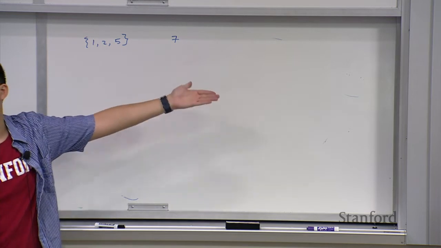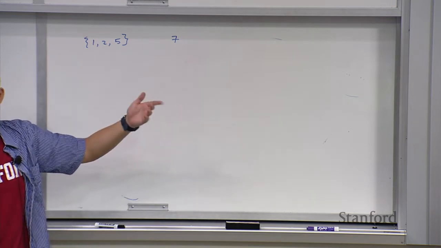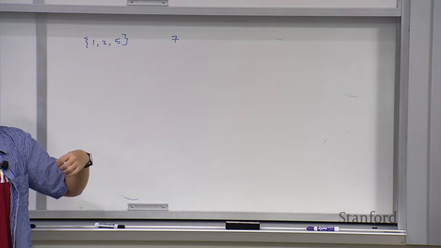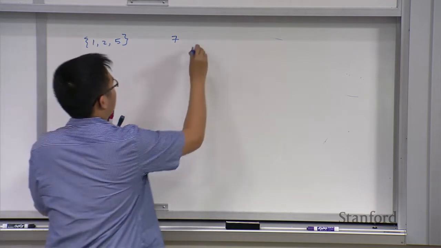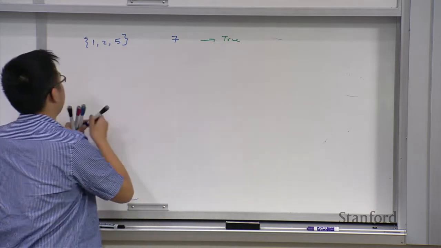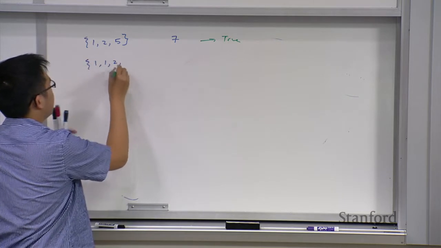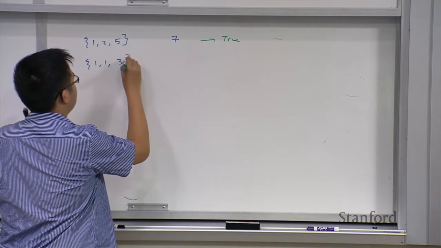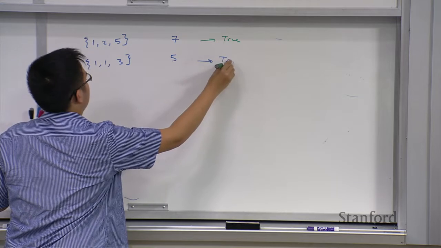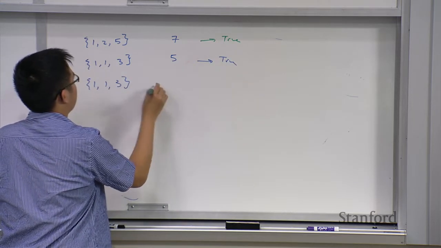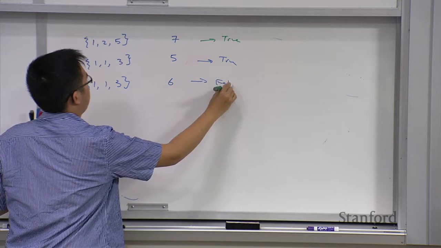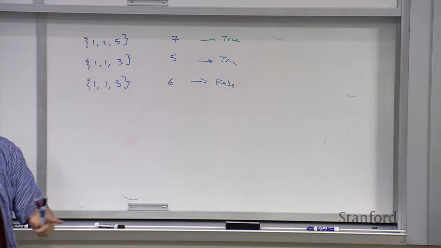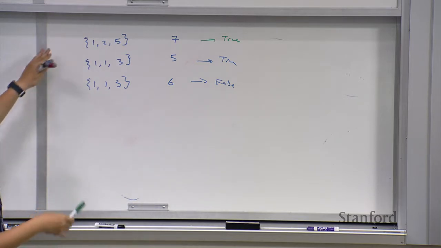All right. Is the answer yes or no? Yes, because 5 plus 2 is 7. So this would be true. But something like, I'll just write it out because this is a vector, we technically allow duplicates. But something like this, 5, this would be true. But if you took the same thing and you said, can I do 6, that would be false. Okay. Anything else? Any questions?